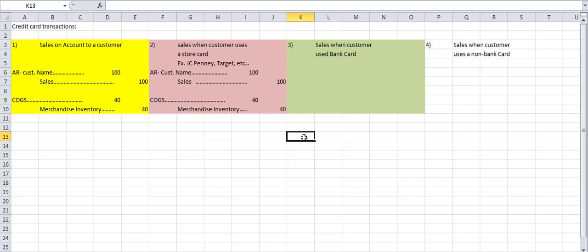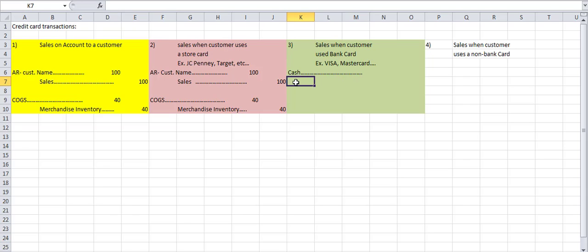a customer comes in and uses a bank card. An example of a bank card would be Visa or MasterCard. So totally different type of card than the one we looked at in number two. When a customer uses a Visa or MasterCard, Visa or MasterCard instantly deducts basically a fee from the transaction. But this is kind of interesting. Check out the debit. We actually debit cash when a customer uses their Visa or MasterCard.